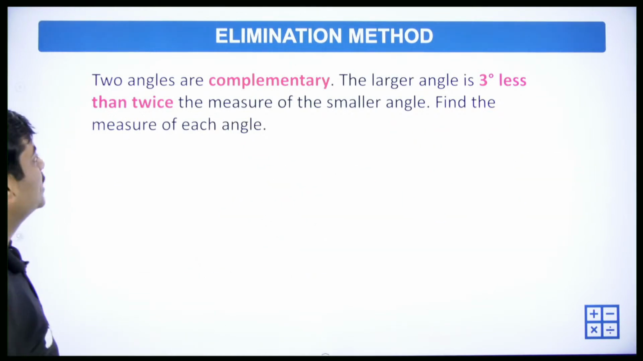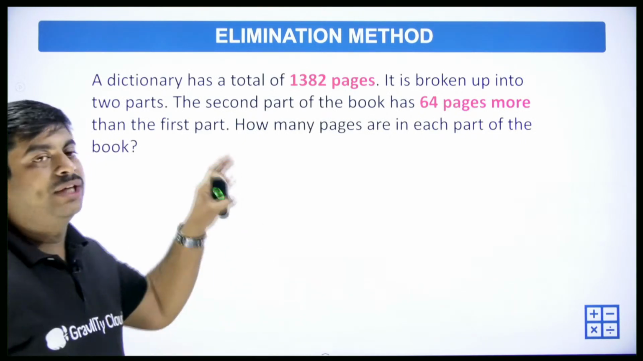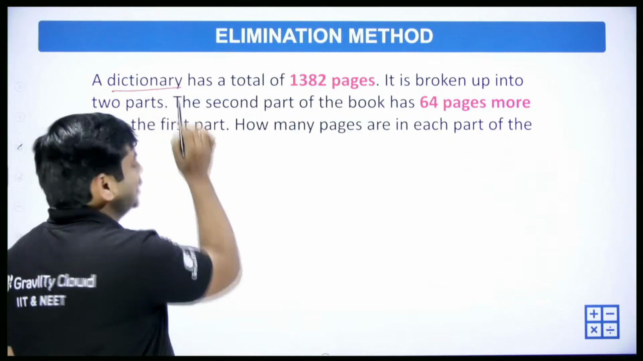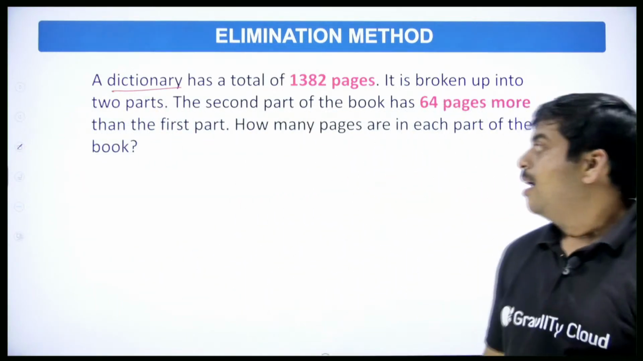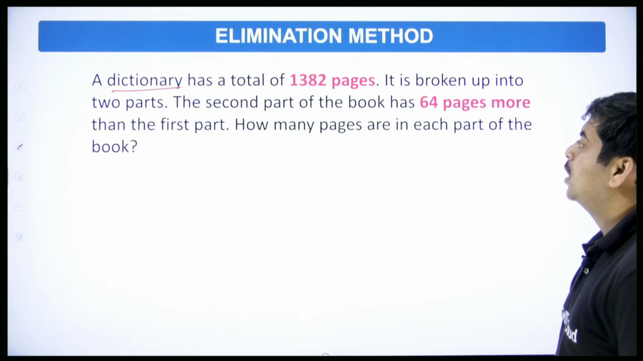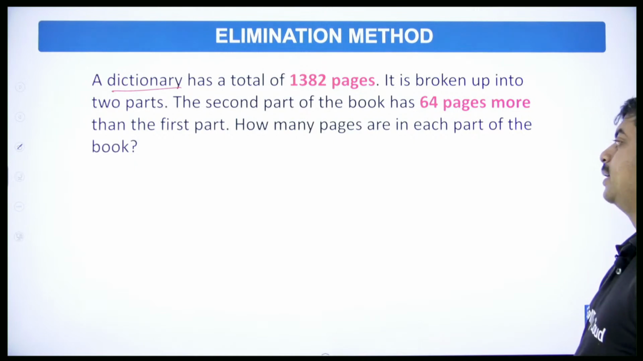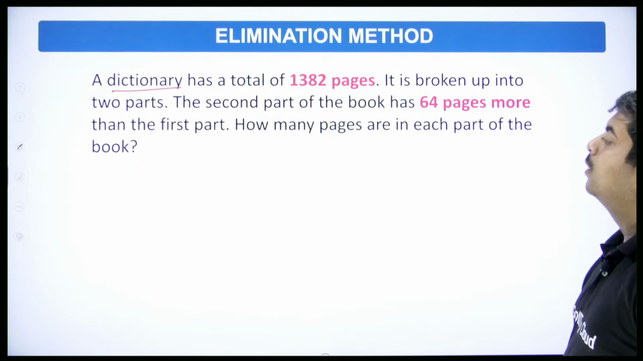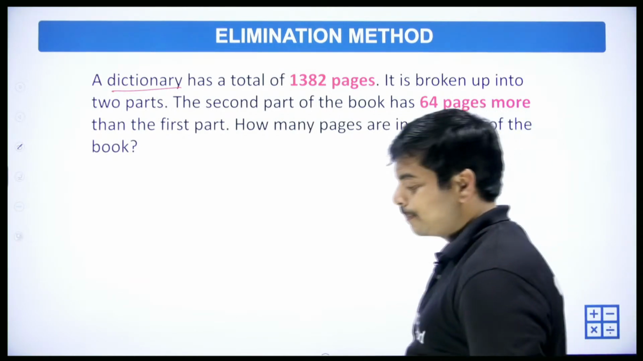Let's try to take one more question on this elimination method. A dictionary has a total of 1382 pages. So you know what a dictionary is, right? It gives all the meanings of all the words. A dictionary has a total of 1382 pages. It is broken up into two parts. The second part of the book has 64 pages more than the first part. How many pages are there in each part of the book?